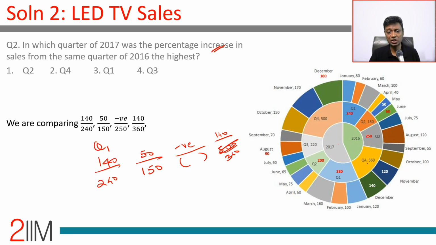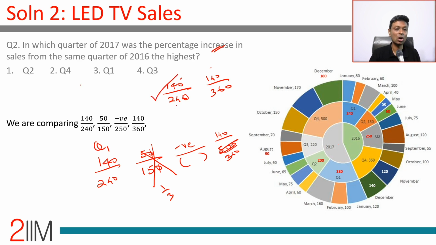We want to find the highest of these three. 50 by 150 is 1/3. This is definitely more than 1/3. You can forget about this. We're comparing 140 by 240 and 140 by 360. We do not even have to find these fractions, the numerators are the same. This denominator is lower, so this is the higher fraction. The quarter which saw the highest percentage increase is Q1. And 240 to 380 is the sharpest percentage increase that happened in Q1, this choice.